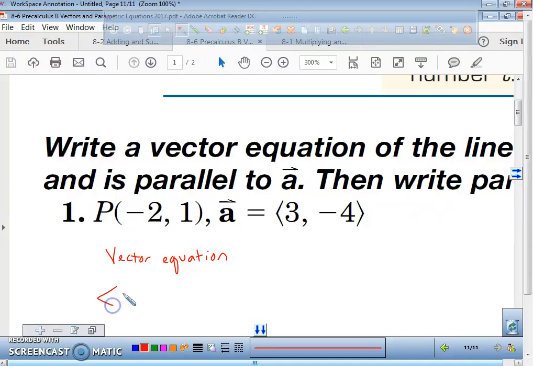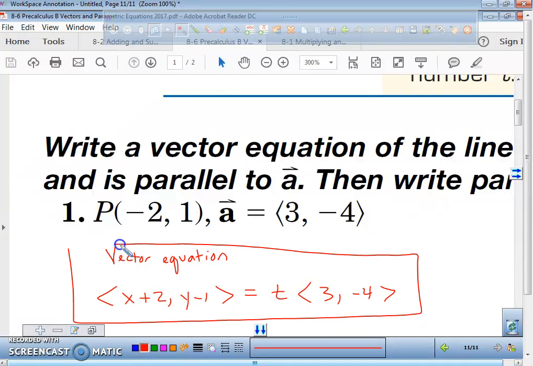And what was our vector equation? It was x plus 2, y minus 1 equals t times 3, comma, negative 4. And there's your first part. Completely done.